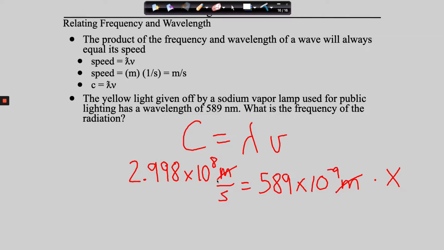So let's do the math. 2.998 times 10 to the 8th, and we're going to divide that by 589 times 10 to the negative 9th. And what do we get for significant digits? Like 3? I see 3. So I'm going to go 5.09 times 10 to the 14th hertz. Yeah? We okay?